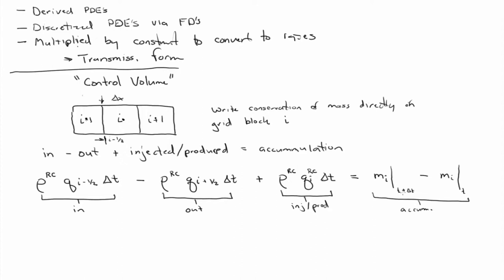Is that T plus delta T? T plus delta T, yeah. So just over some time. The mass in the ith control block is going to be the density under reservoir conditions times the porosity times the volume. The porosity times the volume is the pore volume, times the density. That gives us the total mass of fluid in that control block.